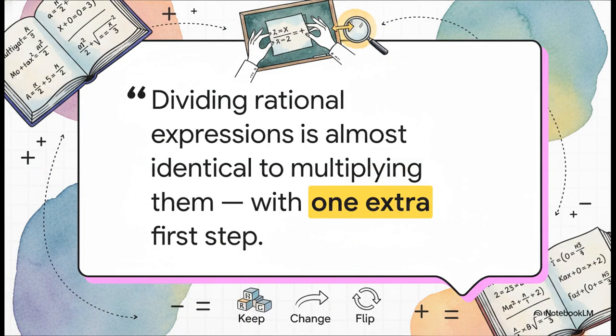And this is why I love this quote here. It really puts it all into perspective. It says dividing rational expressions is almost identical to multiplying them, with one extra first step. And that's so true. If you can already multiply these things, you're like 90% of the way there. The only new thing we added today was that one little step at the beginning, keep, change, flip.